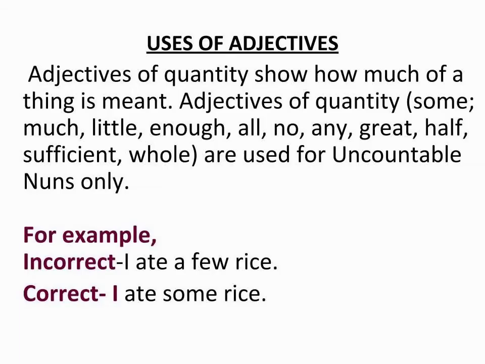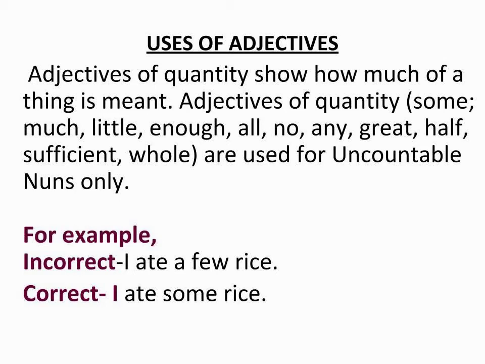Let us see some more rules, students. Grammar, spotting errors is always a deep subject. Now let us see what are all the adjectives. Adjectives of quantity show how much of a thing is meant. Adjective means what? It expresses the quality or quantity of a noun. When we use quantity words like some, much, little, enough, all, no, any, great, half, sufficient, whole, these are used with uncountable nouns only. Nonsense, that is wrong. For example, incorrect: I ate a few rice. You should not say that. I ate some rice. That is the correct sentence.